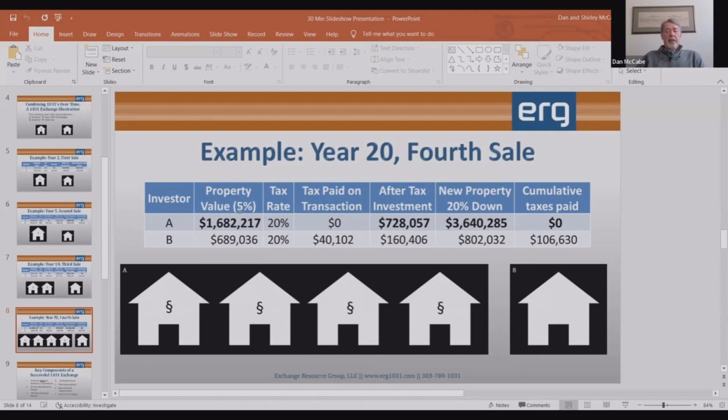Over the period of time, B's paid $106,000 in tax. A has paid none. But the major thing is, look at what the capabilities are under a new property purchase. You're talking about buying one $800,000 property or 4 $800,000 properties. So I just put that in there to give you an idea of the multiplier effect of keeping that $106,000 at work over that 20-year span.